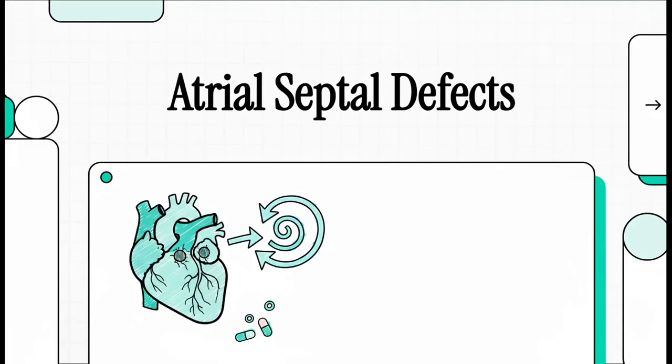All right, let's dive into a really core topic in cardiology, the atrial septal defect, or ASD for short. So what is it? Simply put, it's a hole in the wall, the septum, that separates the two top chambers of the heart, the atria. It might sound simple, but understanding this one defect is absolutely key for your clinical practice.